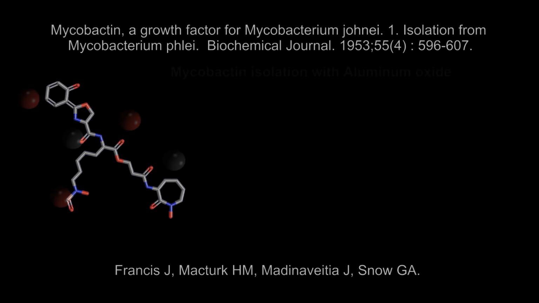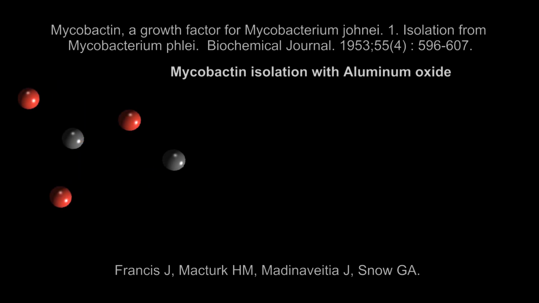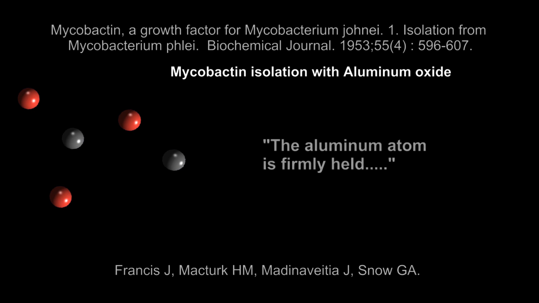When isolating the mycobactin, the researchers used aluminum oxide and noted the experiment resulted in the direct isolation of crude crystalline aluminum mycobactin from dried Mycobacterium phlei. Snow and colleagues observed the aluminum atom is firmly held by the normally iron-chelating mycobactin.